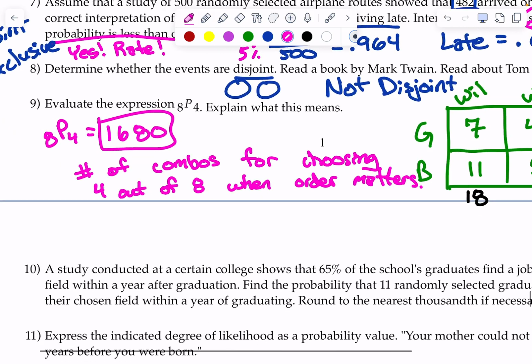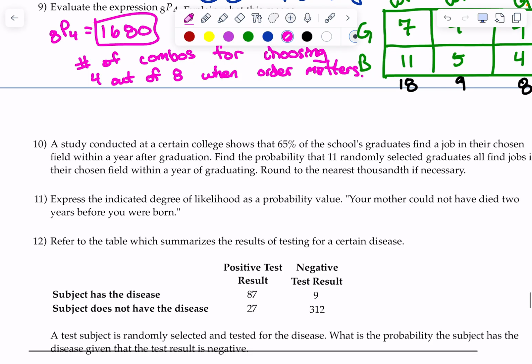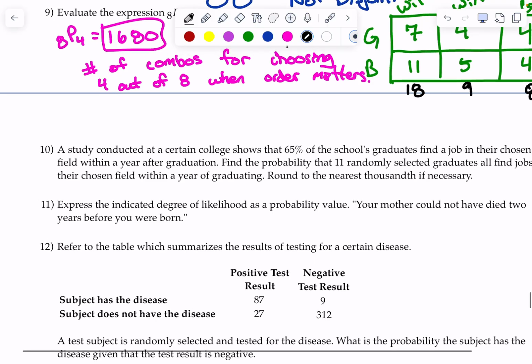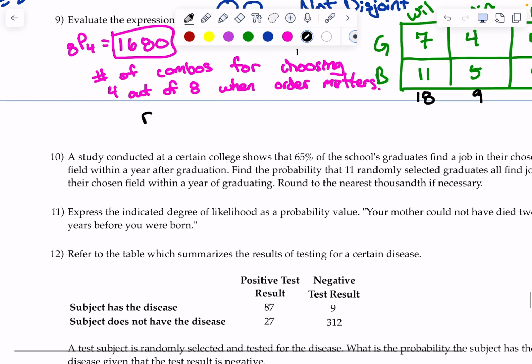Good? Okay. 10 is an icky one, I think. A study conducted at a certain college shows 65% of school graduates find a job in their chosen field. So, probability of finding a job equals 0.65. Probability of not finding a job is 0.35. I haven't even read the whole first sentence and I'm writing that stuff down.